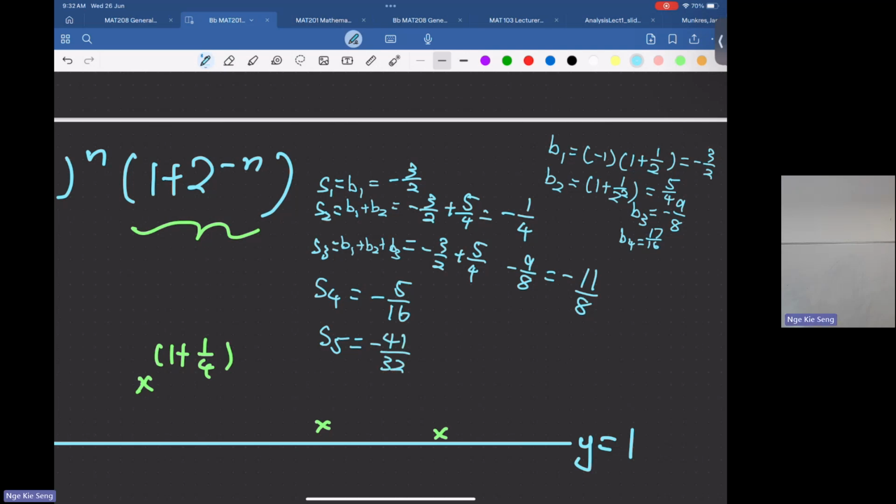Okay, let's see if we can see any pattern or not. How do we compare these numbers? If we don't make them the same denominator, it's a bit hard to see. So maybe make it 32. The first one should be negative 48 over 32. And then the second one, negative 8/32. This one is negative 44 over 32, and this one is 10 over 32. So what's happening here?